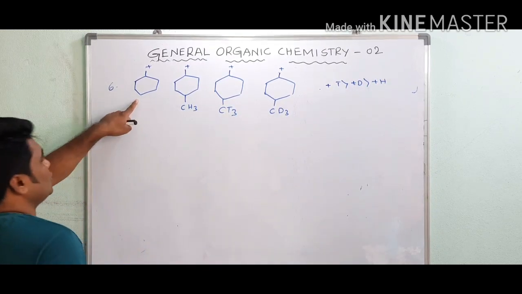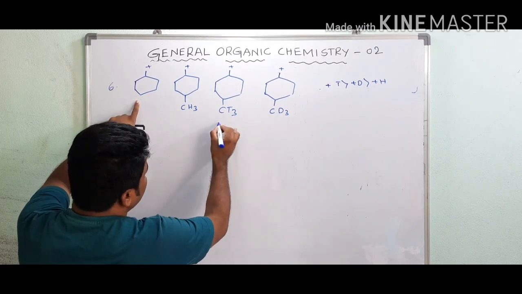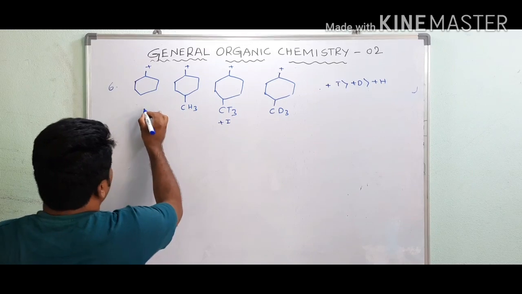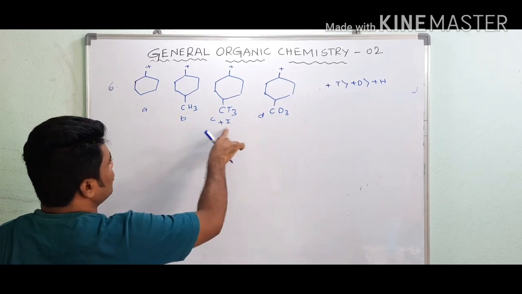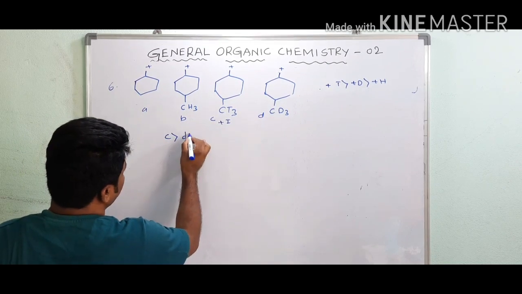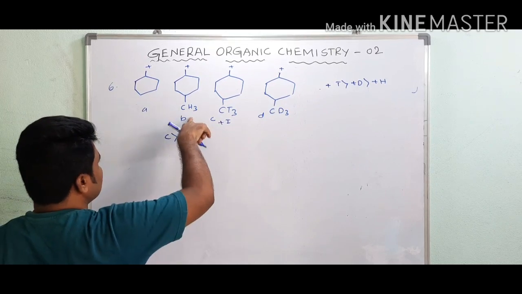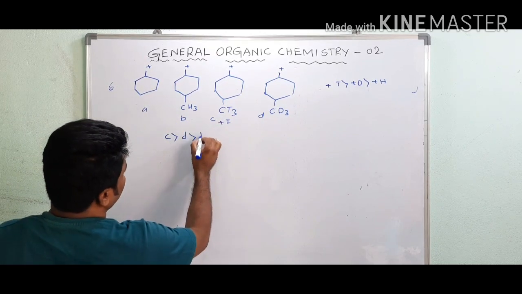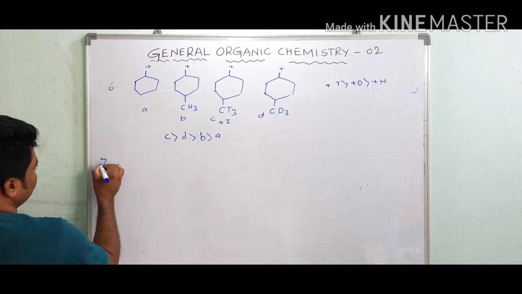So here there is no groups, so which is more stable? C. This CT3 shows more plus I effect. So if you see A, B, C, D, this is a more stable. C comes first. Then after deuterium, D. Then here there is no group. Here CH3 is a plus I group. So B is more stable than A. B comes, then A. So based on this one, see one more.